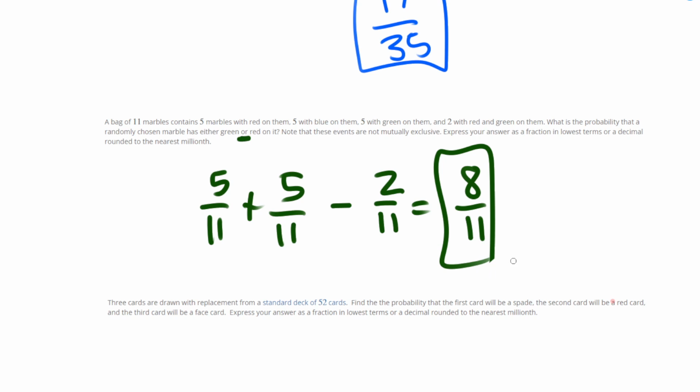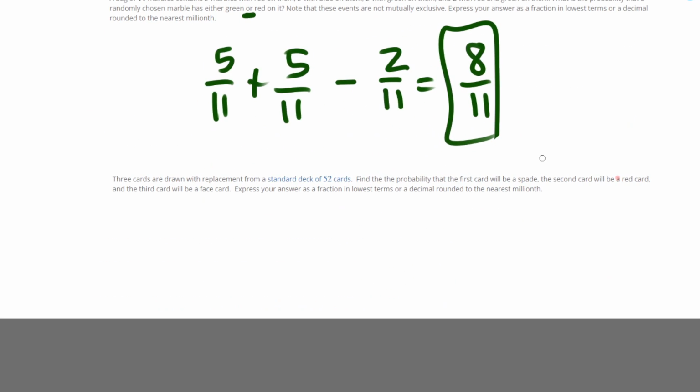Green or red. This one is telling us that 3 cards are drawn with replacement from a standard deck of 52 cards. It will tell you what is in 52 cards. I won't go over that. Find the probability that the first card will be a spade, the second card will be a red card, and a third card will be a face card.